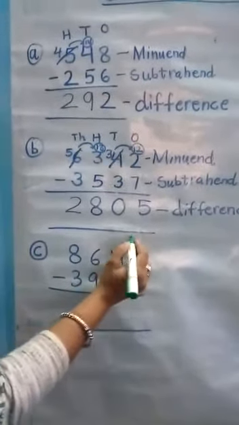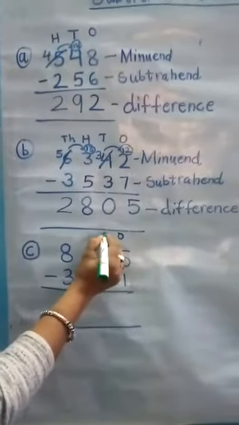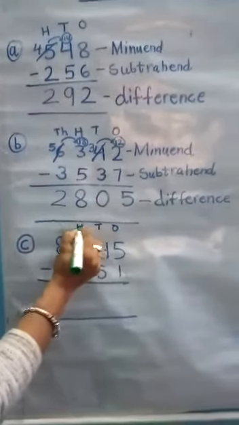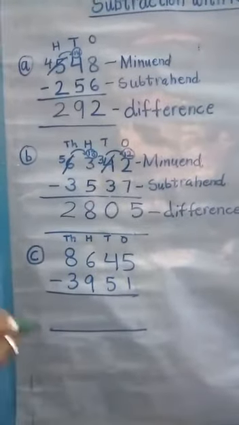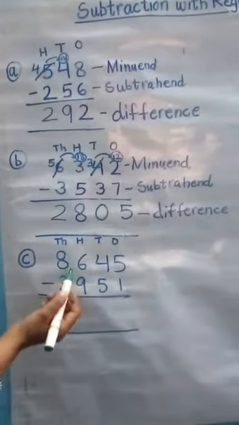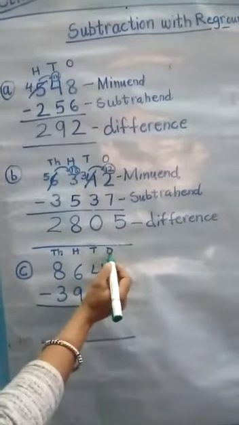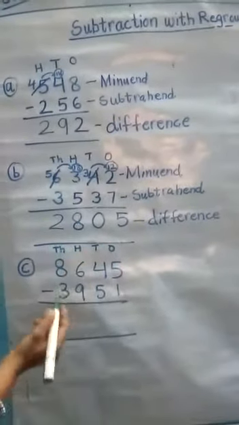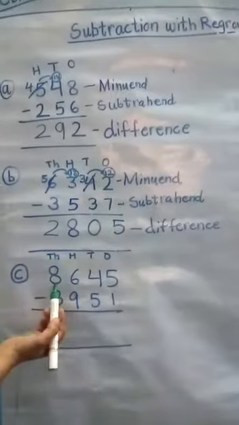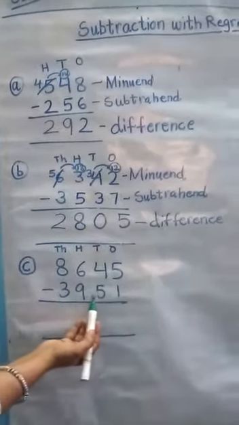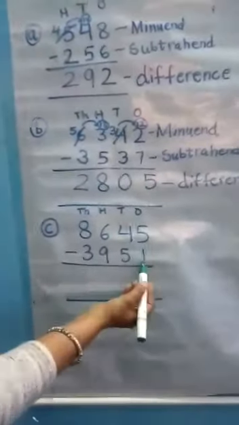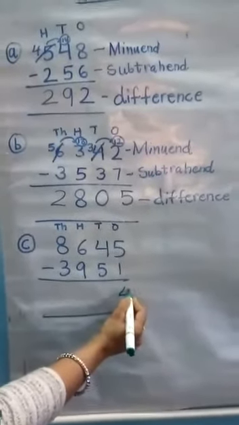Again look everyone. First we have to write down the place value: ones, tens, hundreds and thousands. It is really very important before starting any subtraction sum. It is very important to write down the place value of each number. So now look at the number 8645 minus 3951. Let's start. 5 minus 1 is easier, so we write down 4.